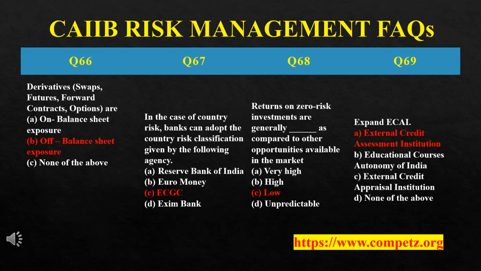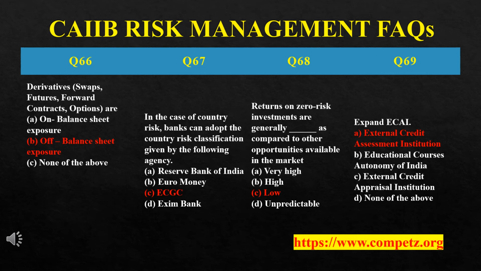Now, in this slide, there are also 4 questions. Look at the screen. That is question number 66. Just read carefully. Derivatives. So what are derivatives? Derivatives are nothing but swaps, futures, forward contracts and options. So these are dash. These are what? On balance sheet, off balance sheet, none of the above. So these are B, that is off balance sheet exposure.